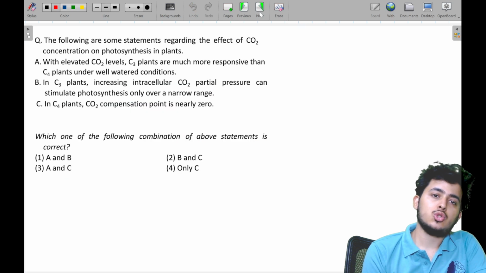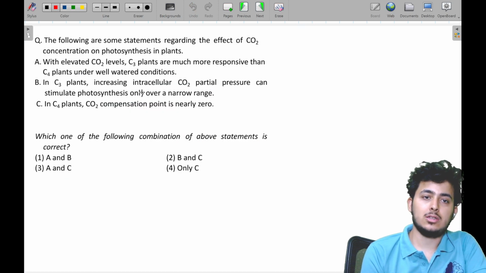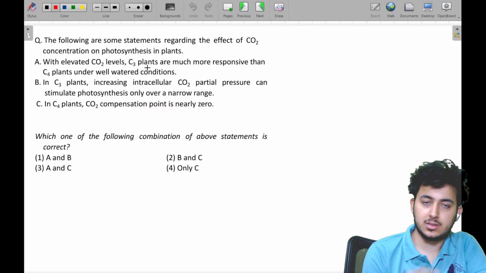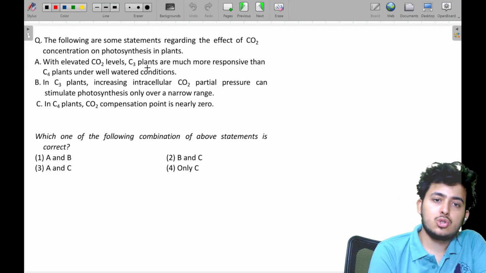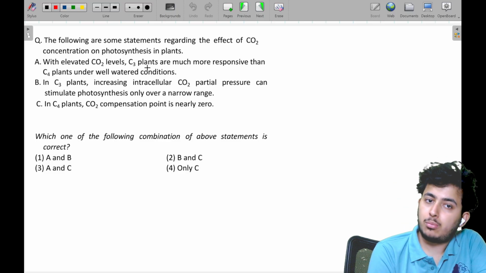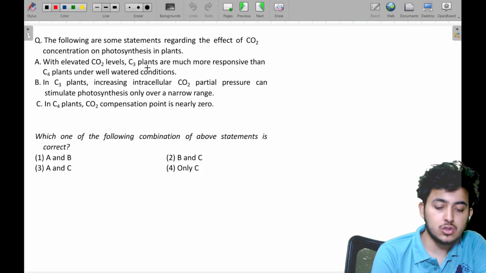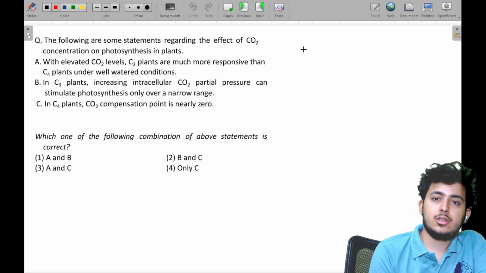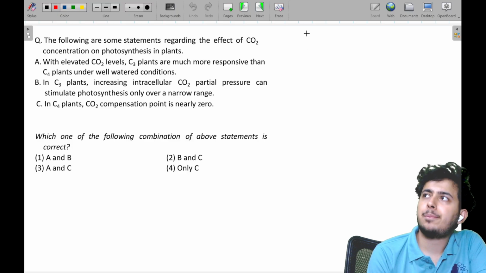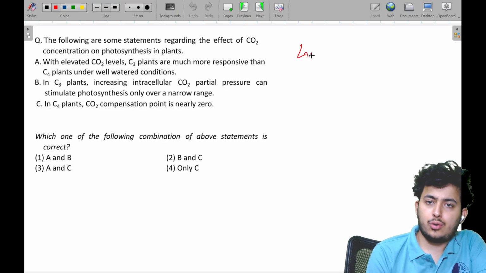Moving over to the next question, guys. The following statements regard the effect of CO2 concentration on photosynthesis in plants. To solve this question, I have to tell you about a very important point, basically. That is something which is important for this question, and that is nothing but the law of limiting factor.